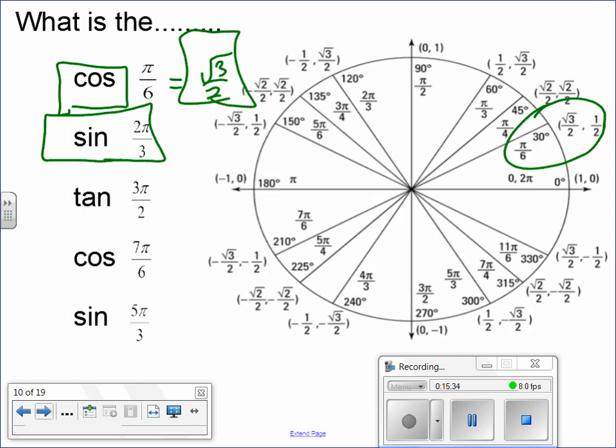Where's 2 pi over 3? Found it. And then since it's sine, they want the y value. Radical 3 over 2. Positive radical 3 over 2.